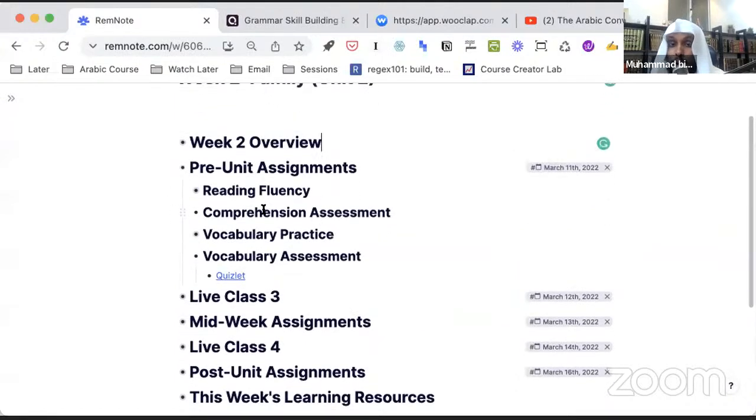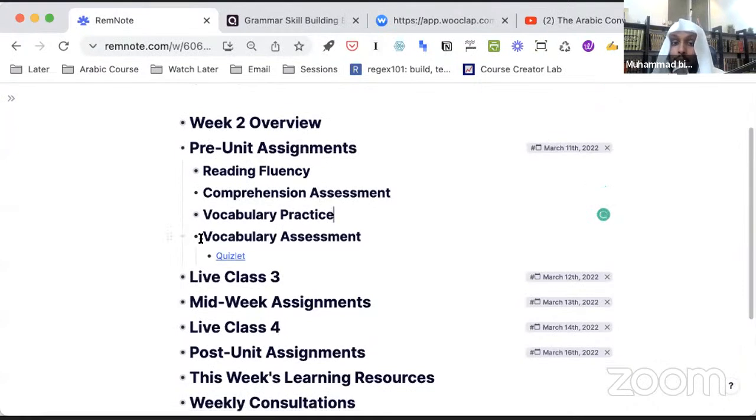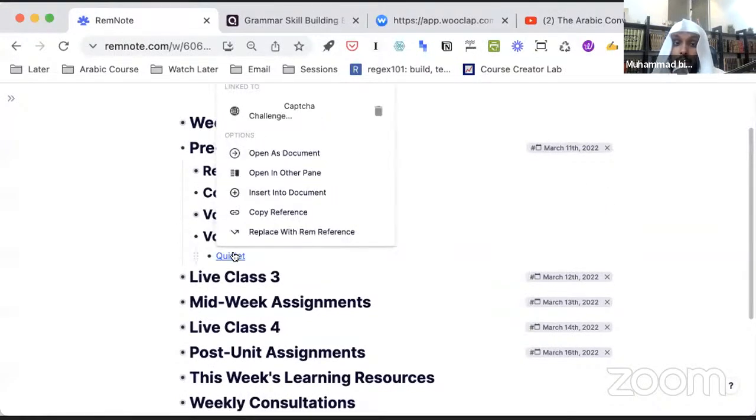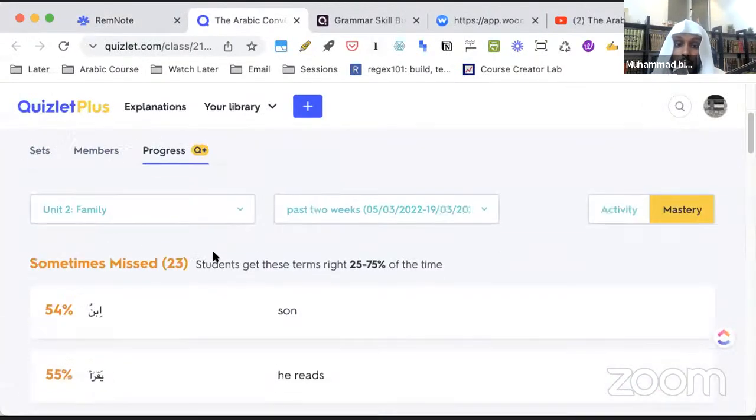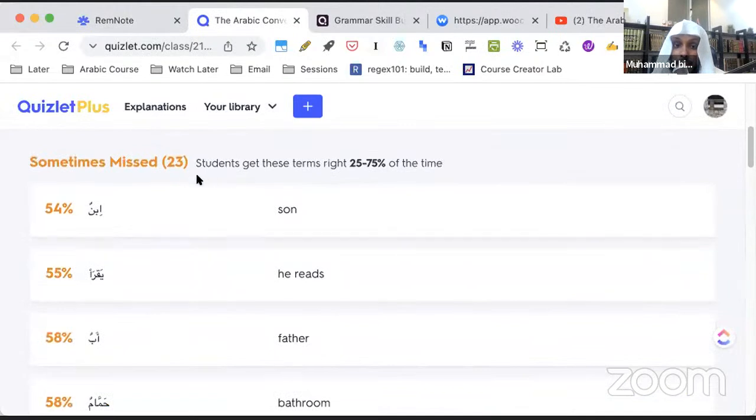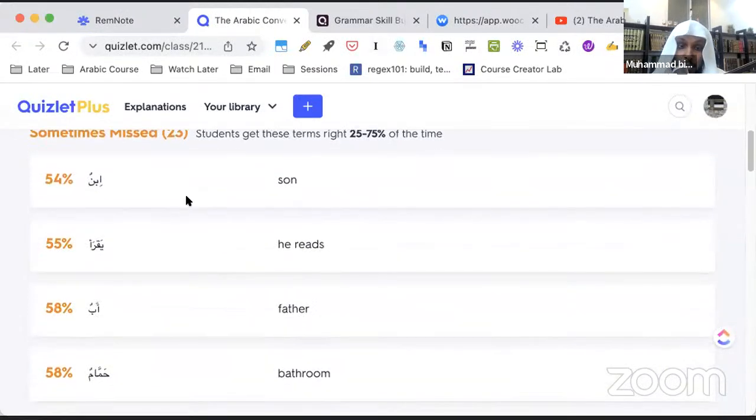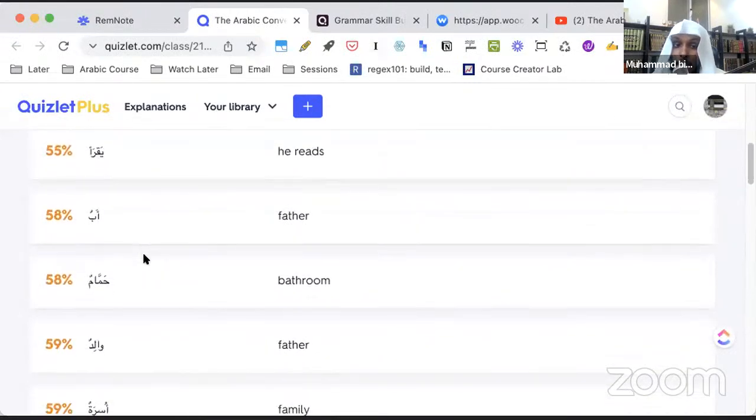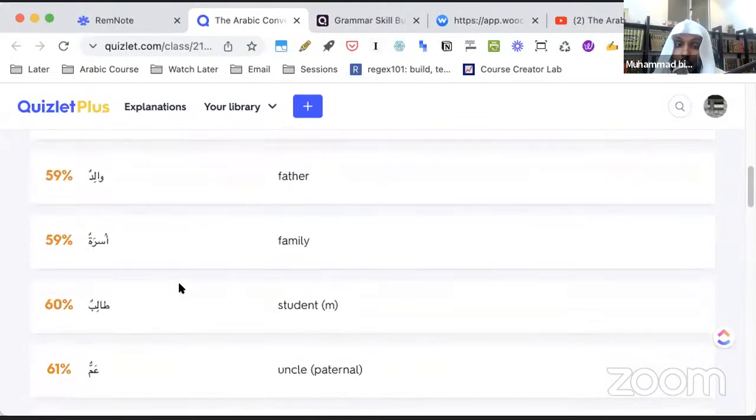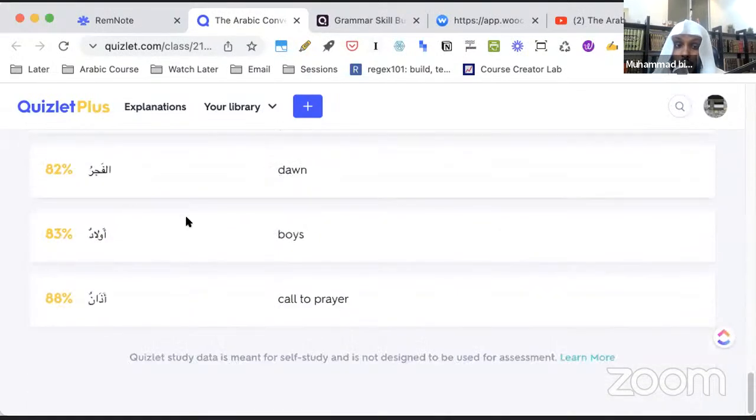The pre-unit assignments, you've done it. Reading fluency, make sure you read it. The dialogues, all of you should be fluent readers by now. There's a comprehension assessment of the dialogue we're going to cover today, some vocabulary practice and vocabulary assessment on Quizlet. And if I have a look at the Quizlet exercise, these are the words that you found the most difficult, okay? If we look at your answers, 14 of you made a mistake on Ibnu, which means son. Yaqra'u, Ab, Hamam. So these are the words that you generally found difficult. These ones towards the end are the ones that everybody found easy.